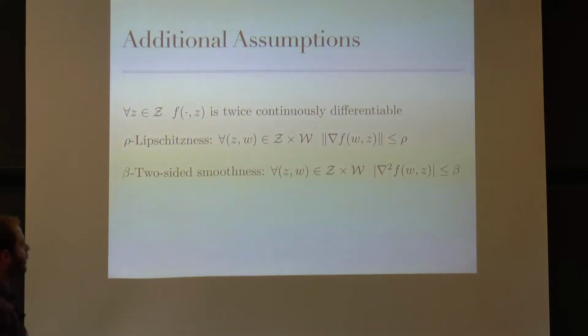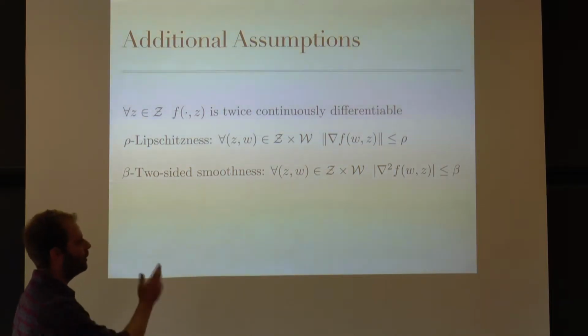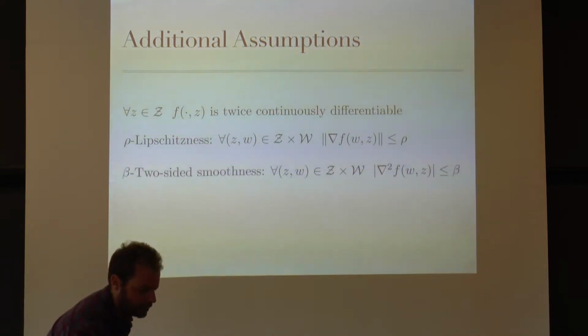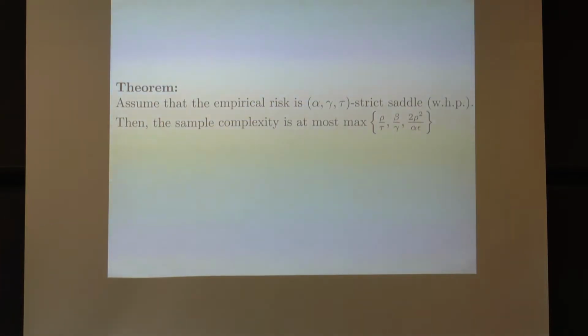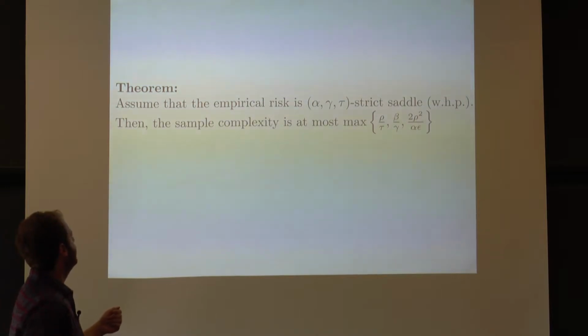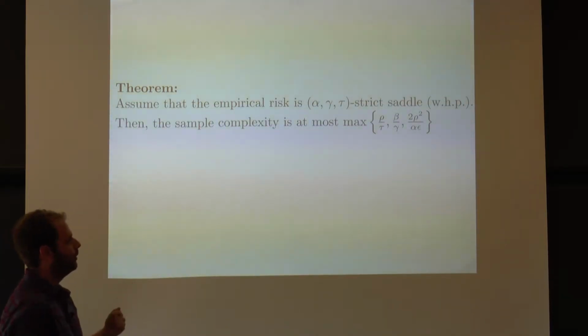And we also make standard assumptions such as Lipschitzness and two-sided smoothness. This means that the absolute values of the eigenvalues of the Hessian are smaller than beta. The main theorem is as follows. If we assume that the empirical risk is (alpha, gamma, tau) strict saddle, and this assumption should hold with high probability, then the sample complexity is at most the maximum between these three terms.